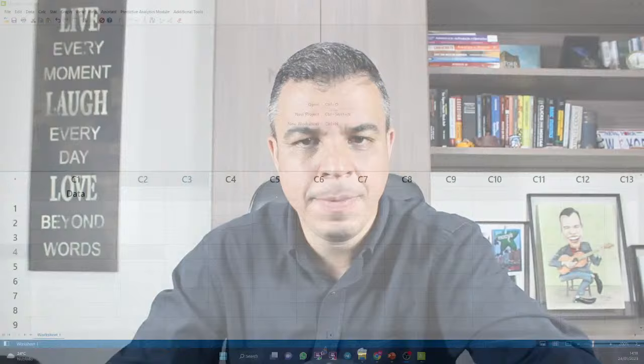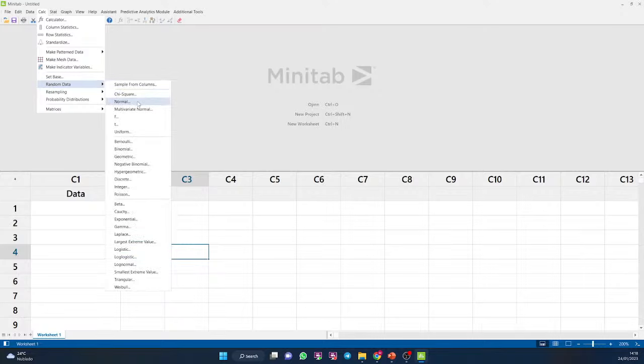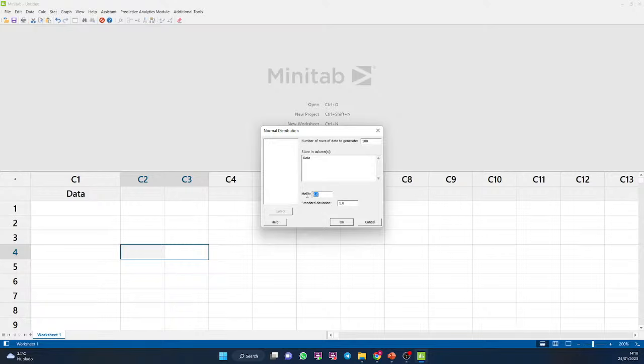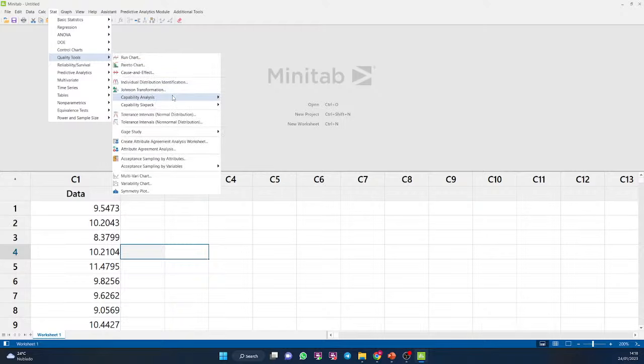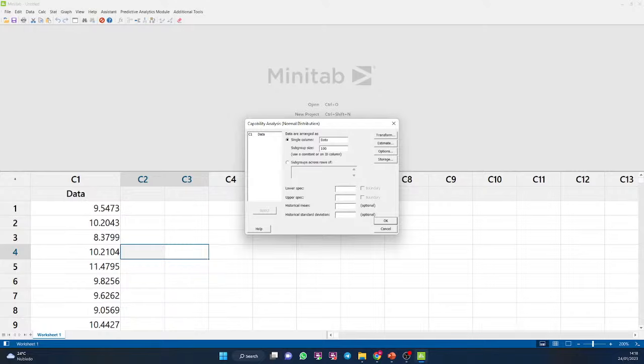So please take a look here, and once again, don't focus very much on the technicalities here, but just for you to have an idea what a process capability analysis is. I'm gonna generate here 100 data points. The mean is 10, standard deviation is 1. So a process capability analysis will check if your process is operating within customer specifications.